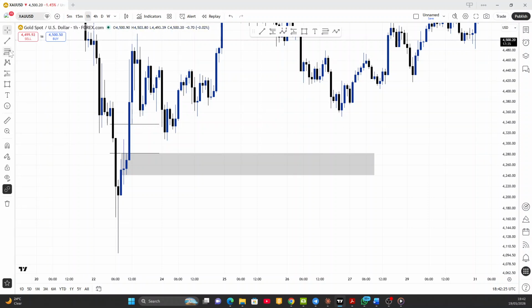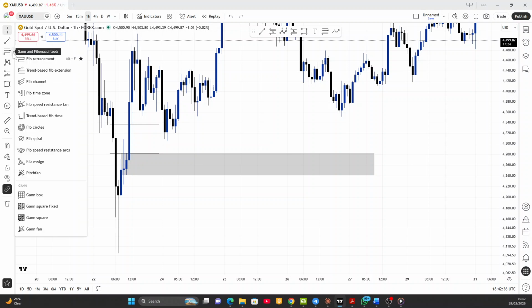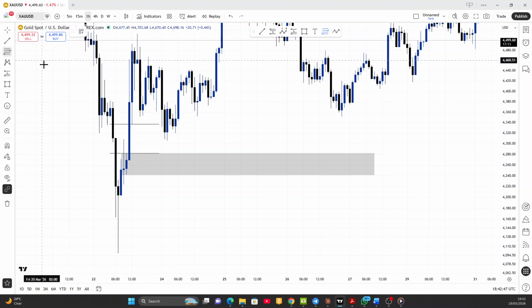If you are new to TradingView, you see this tool here, Gann and Fibonacci tools. You click on this arrow, and then you see all of these tools. You click on the first one, Fibonacci retracement, or use the shortcut Alt F. So I click on my Fibonacci retracement tool.